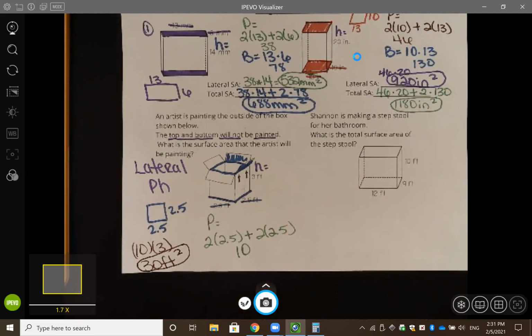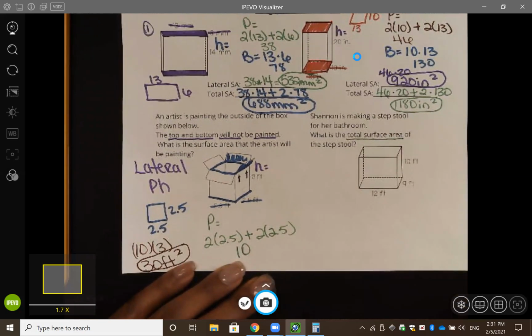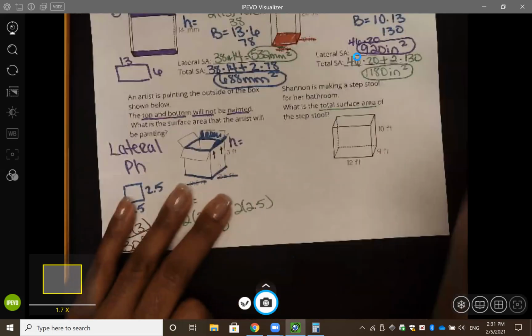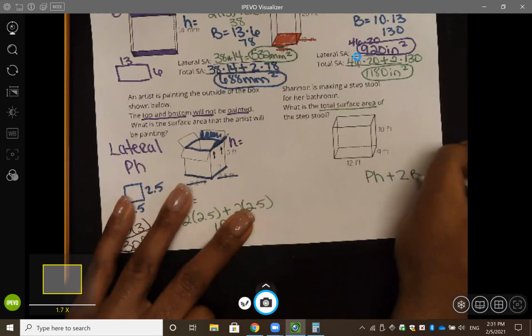Okay. Last question says Shannon is making a step stool for her bathroom. What is the total surface area of the step stool? It told you in the question what you need to solve for. So total is perimeter times height plus 2 times big B. Perimeter height plus 2 big B.